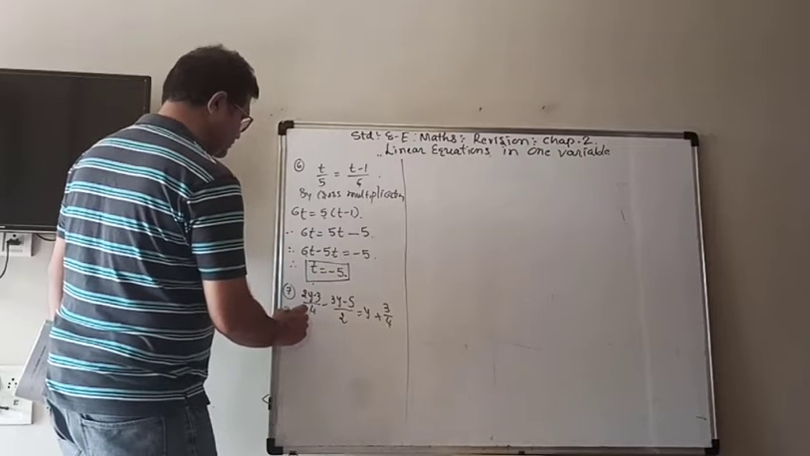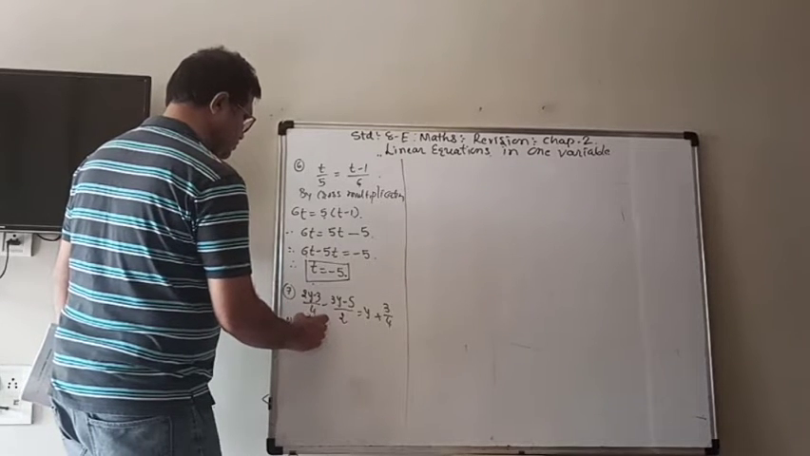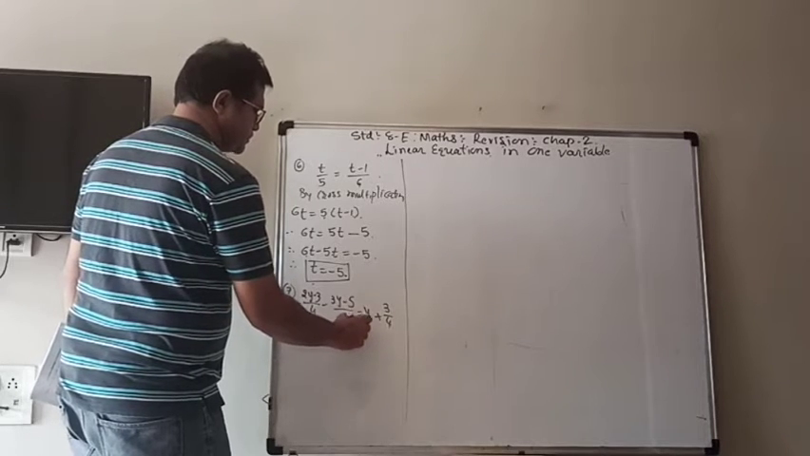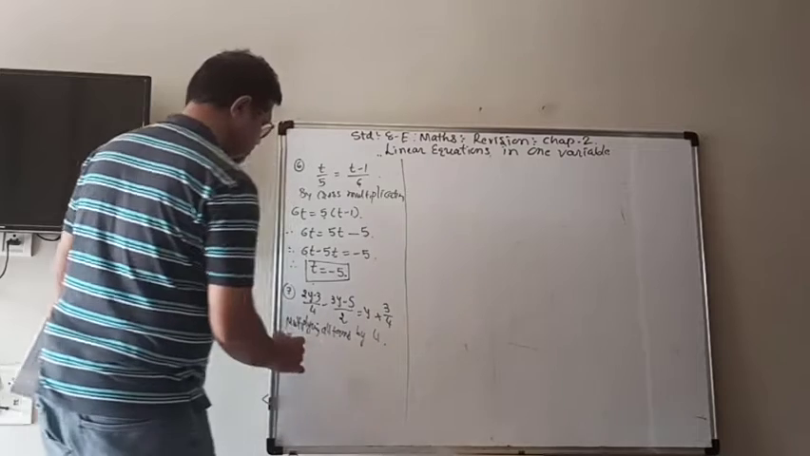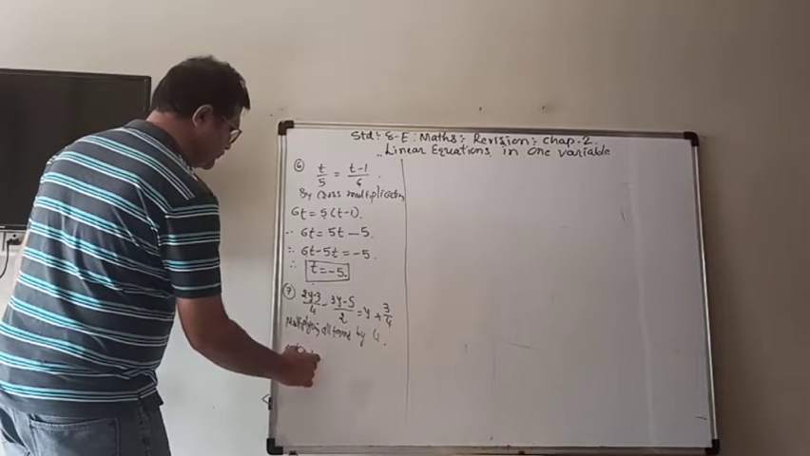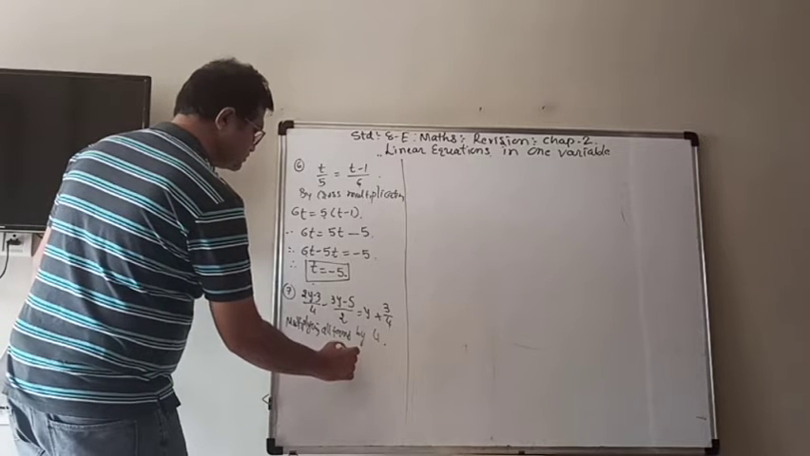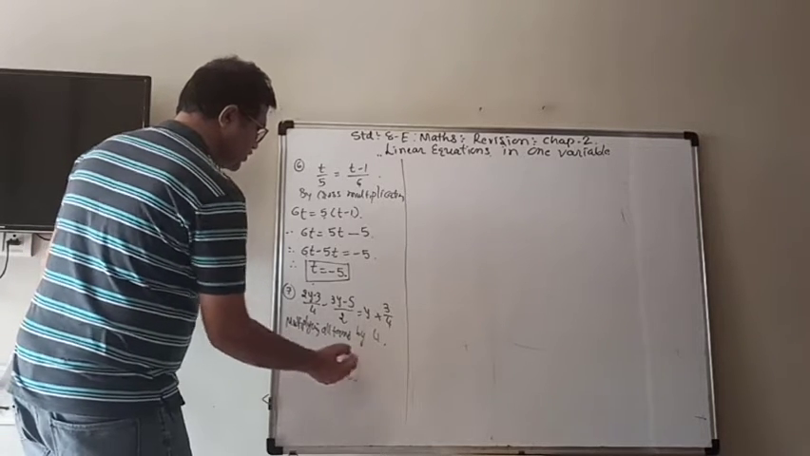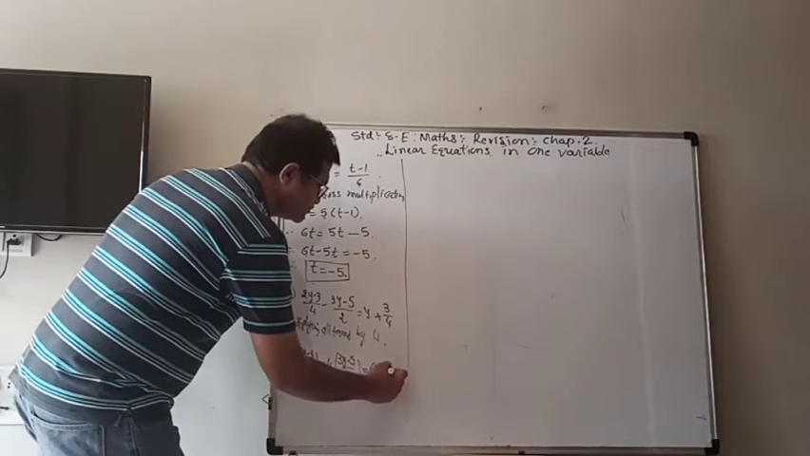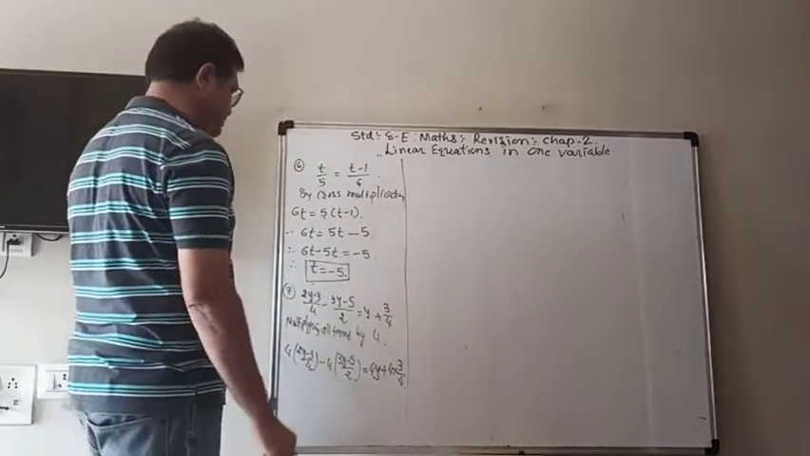So multiplying all terms by 4. So 4 into bracket (2y minus 3)/4 minus 4 into bracket (3y minus 5)/2 is equal to 4y plus 4 into 3/4.